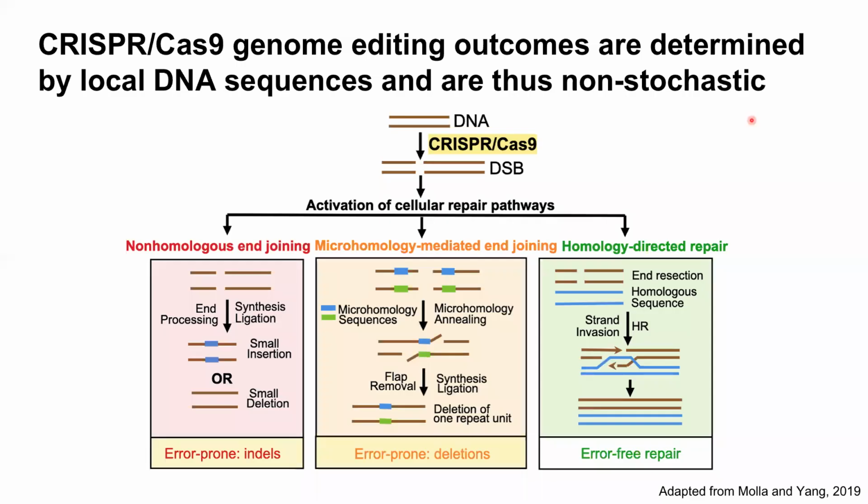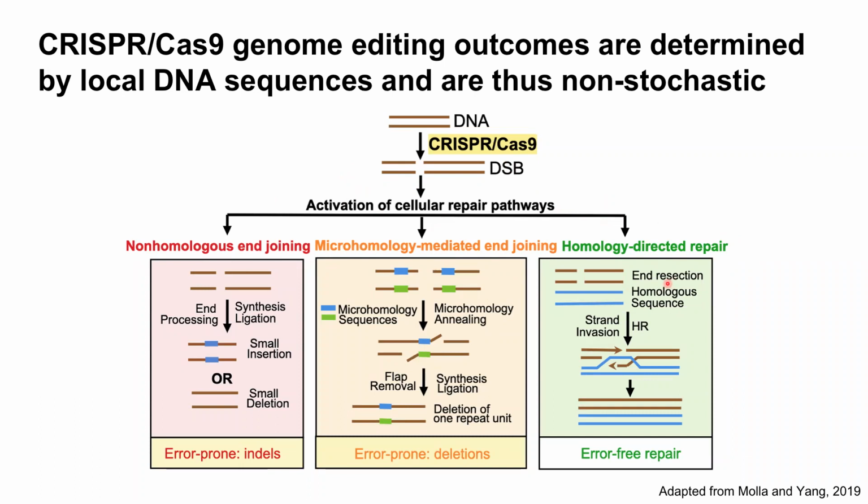CRISPR-Cas9 is a revolutionary gene editing technology that has broad applications in biology, biotechnology, and medicine. CRISPR-Cas9 works by inducing a double-stranded break, or DSB, shown here in DNA, which then leads to the activation of cellular repair pathways, namely non-homologous end joining, microhomology-mediated end joining, as well as homology-directed repair. Unlike these two other pathways, homology-directed repair involves a template sequence. This repair pathway is known to be error-free, and it can be utilized to implement precise genomic changes.